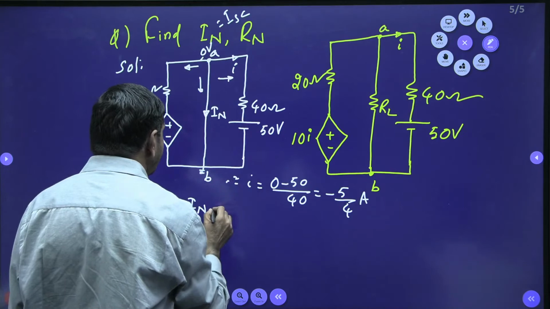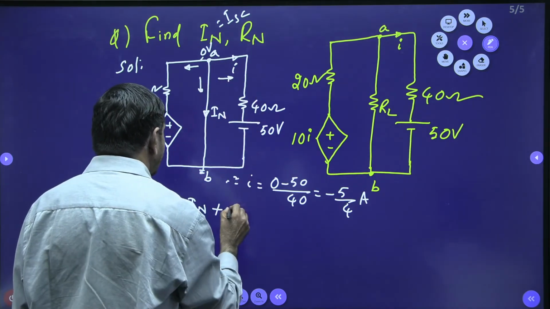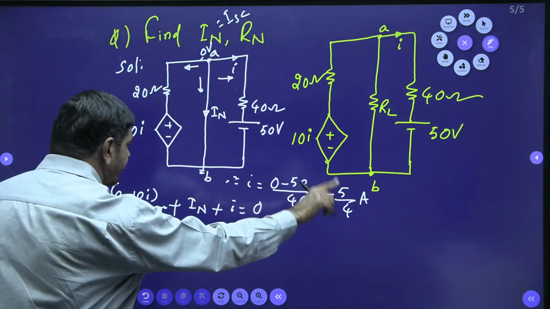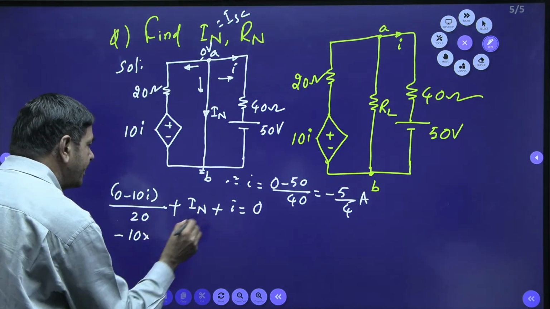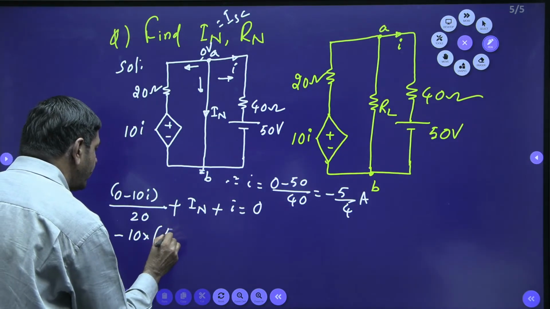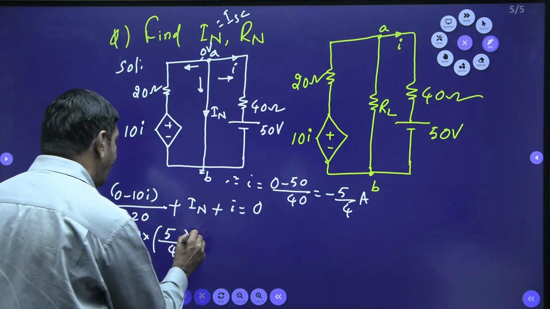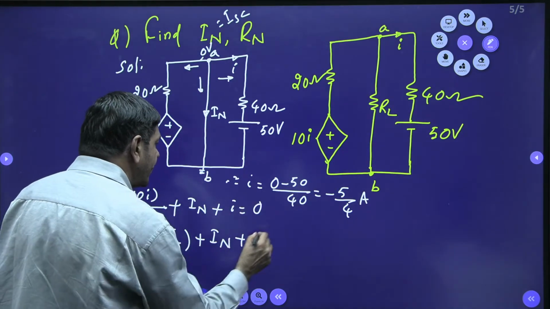This current is nothing but what? 0 minus, already we got now. This current is I. Summation of all the currents equal to 0. I value we know, minus 5 by 4. You can substitute. Minus 10 into I is nothing but 5 by 4. IN I want to find. I is nothing but minus 5 by 4 again.